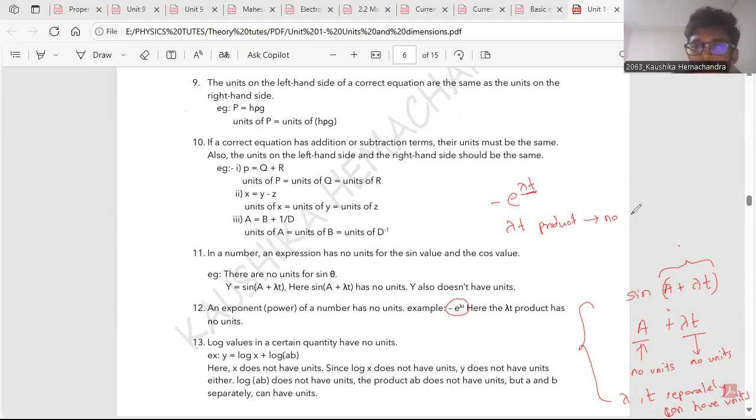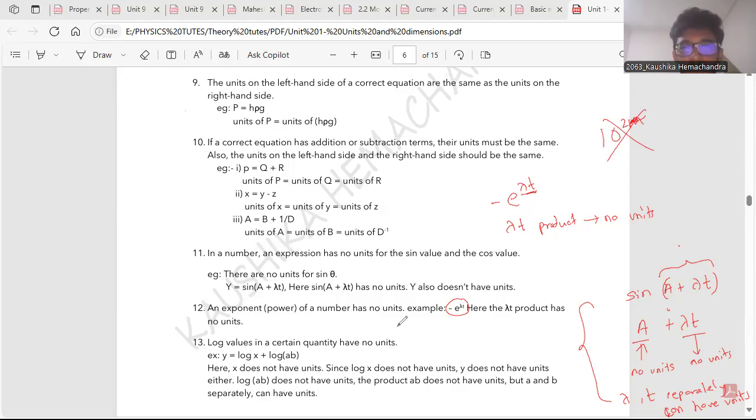No units. But separately again they can have units. But their product has no units. It's just a number for the product. Because powers cannot have units. You can't write 10 to the power 2 meters. Like what does that even mean? So you can't have that, 10 to the power 2 meters.